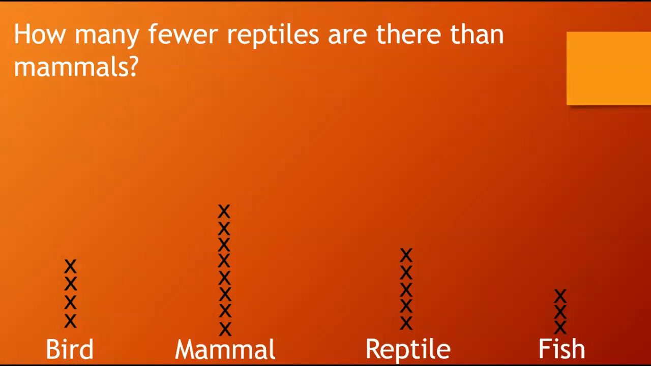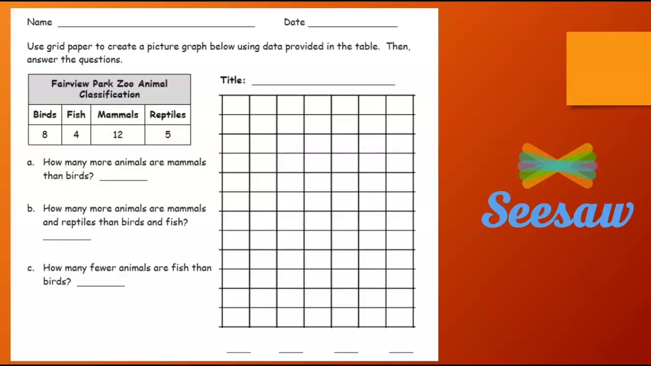The next question is, how many fewer reptiles are there than mammals? So it says that the reptiles are fewer, so we're going to put those second because there's a smaller number. Are we going to add or subtract these? We're going to subtract. Good. So how many mammals do we have? 1, 2, 3, 4, 5, 6, 7, 8. We're subtracting how many reptiles? 1, 2, 3, 4, 5. Minus 5 equals, what is our answer? You said 3. Good job.